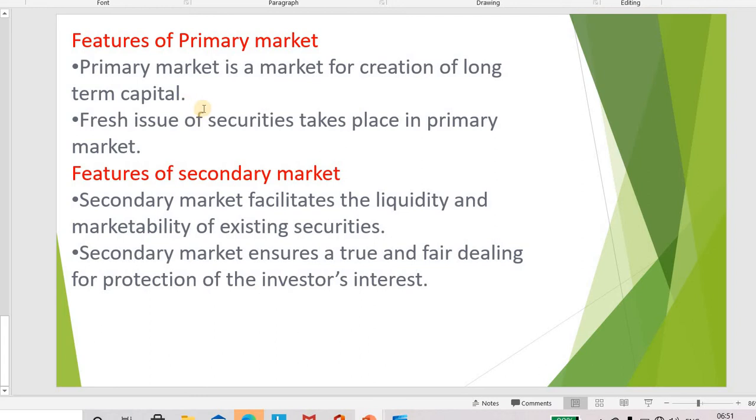Then we studied the features of the primary market. Primary market is a market for creation of long-term capital. Fresh issue of securities takes place in the primary market. These are the main points: it's for fresh issue and for long term. Features of the secondary market: the secondary market facilitates the liquidity and marketability of existing securities. For existing securities, means already issued securities sold one more time, that is the secondary market. Secondary market ensures true, fair dealing for protection of the investors' interest.